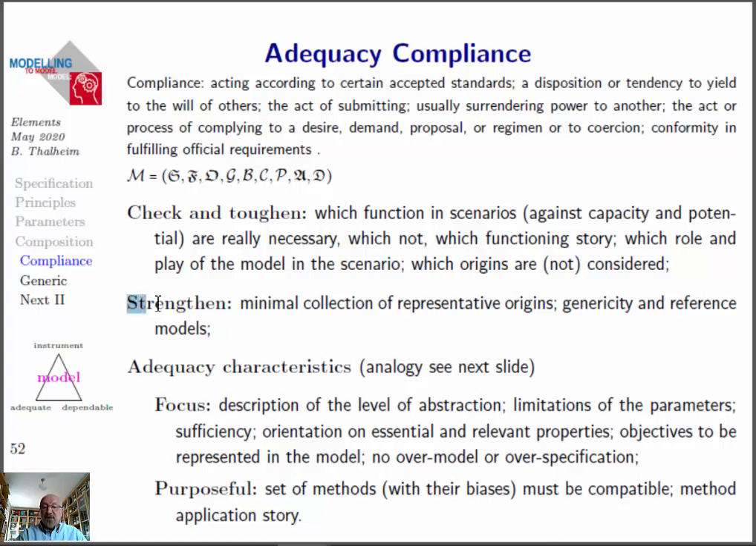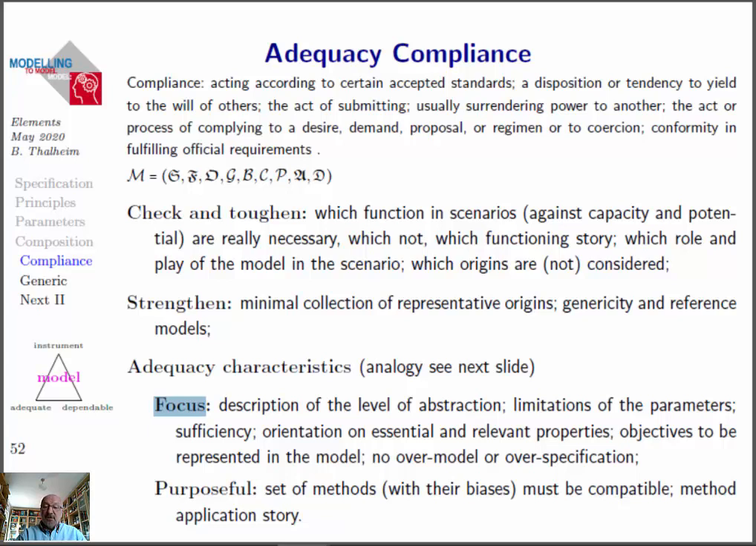Furthermore, we can work on how to strengthen a model. Of course, we should have only a minimal collection of representative origins. Later I will come to the approach to genericity or to reference models. And then in this case we can say, okay, fine, the adequacy is now given by analogy plus the focus plus the purposefulness.